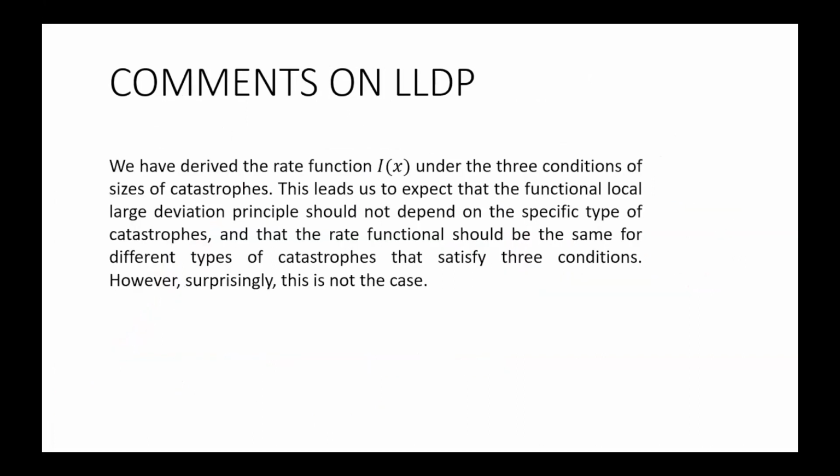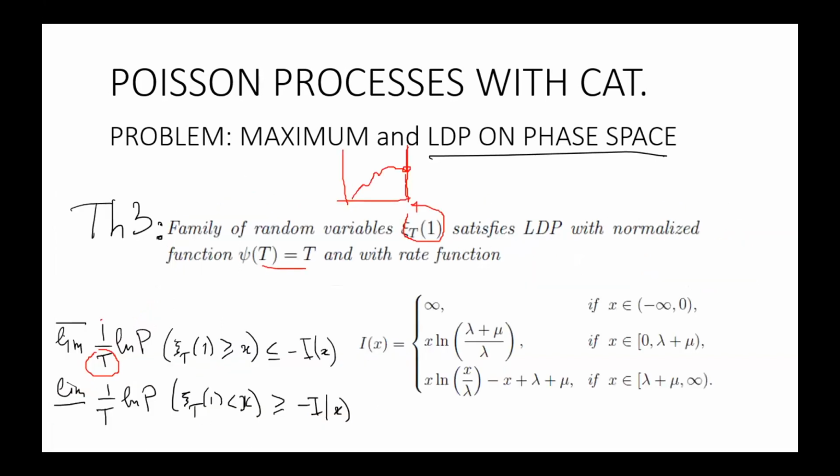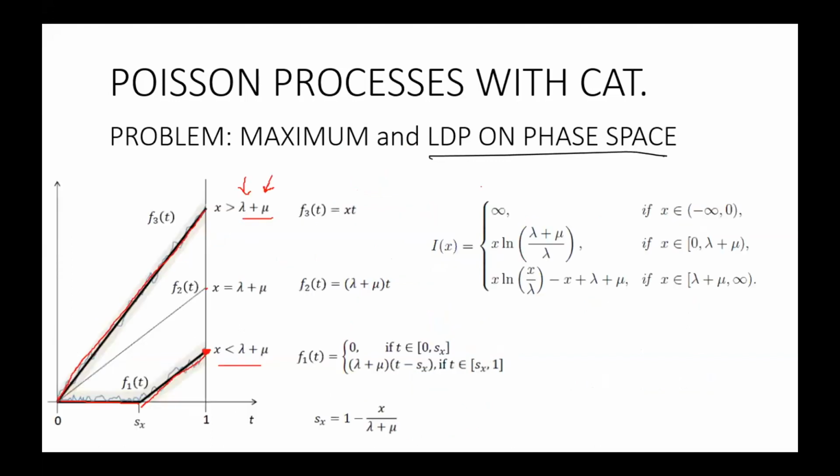I'm sorry, in the previous slide there was another function I of x. Or is it the same function? I of x is the same function. I only show the optimal trajectories to achieve the x.